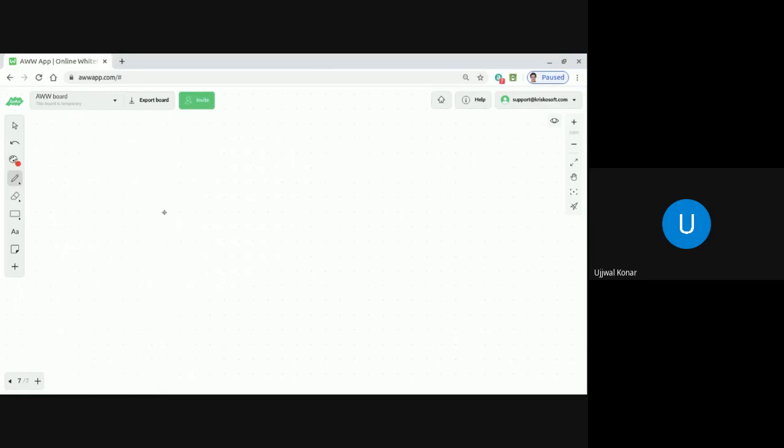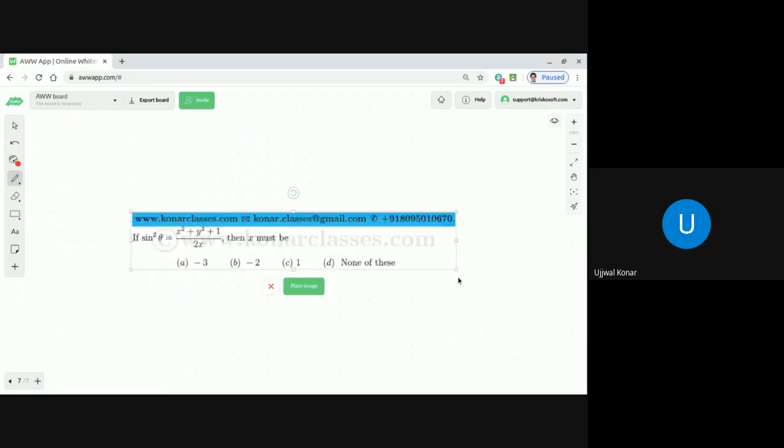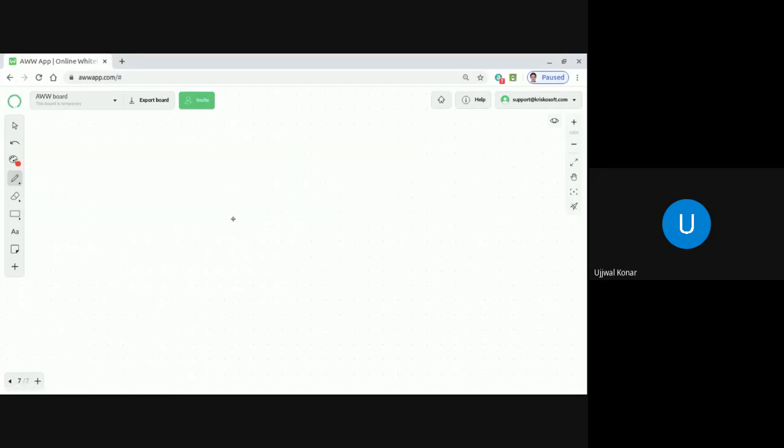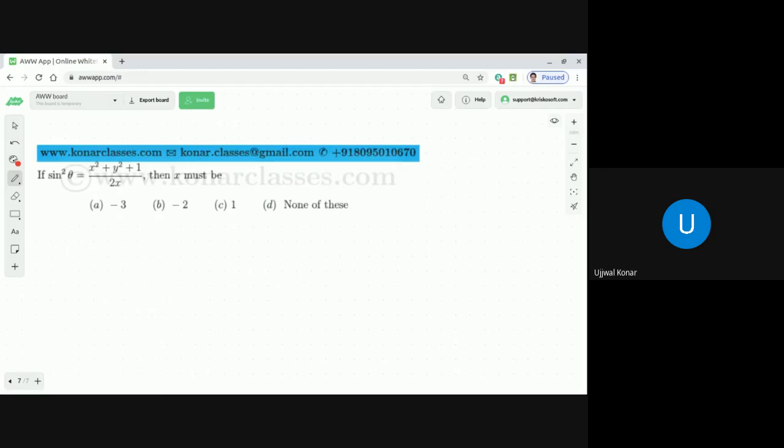This is also a very interesting question, dear students. Question is that if sine square theta is equal to x square plus y square plus 1 by 2x, then x must be what? Very good question.